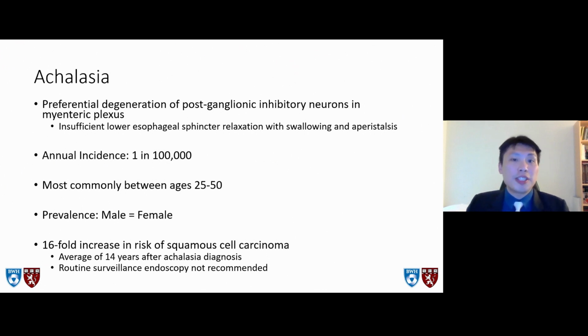As we know, it's a preferential degeneration of the postganglionic inhibitory neurons in the myenteric plexus that results in insufficient relaxation of the lower esophageal sphincter with swallowing, and also aperistalsis of the esophageal body. It is most commonly diagnosed between the ages of 25 to 50, with an equal prevalence between male and female. One thing to remember is that patients with achalasia have a 16-fold increase in the risk of squamous cell carcinoma, often found an average of 14 years after the achalasia diagnosis.